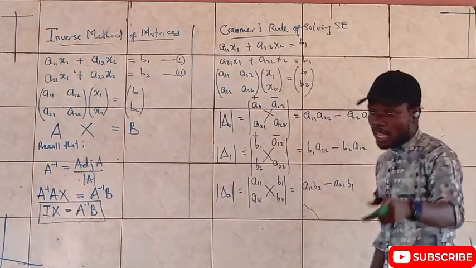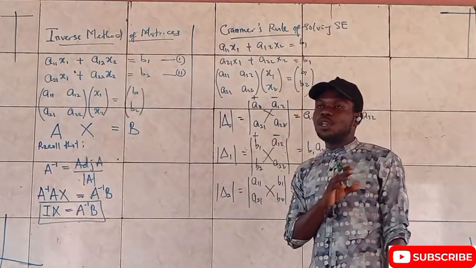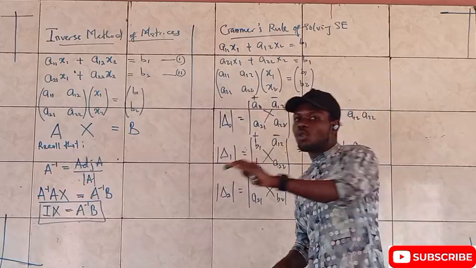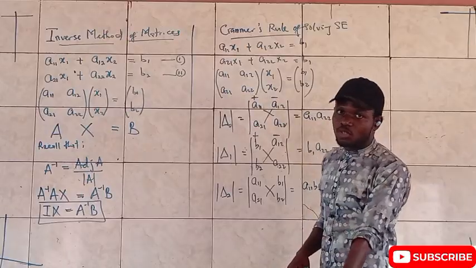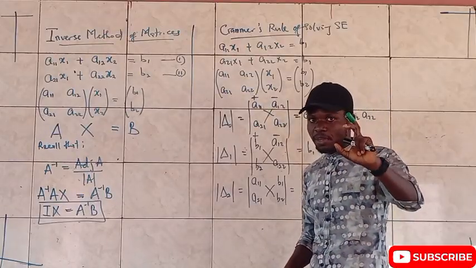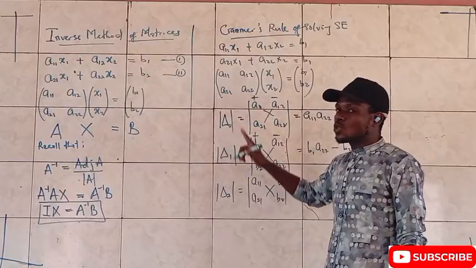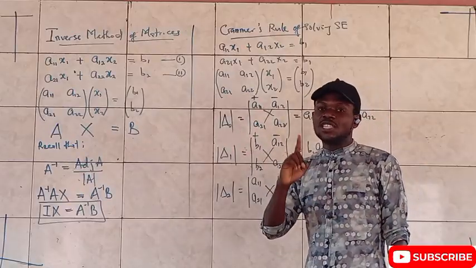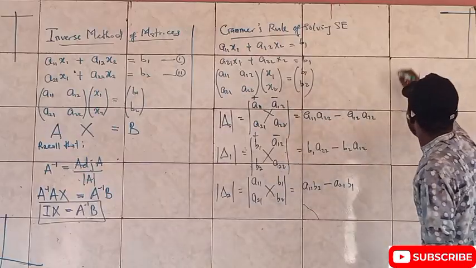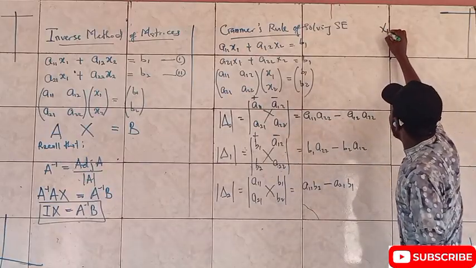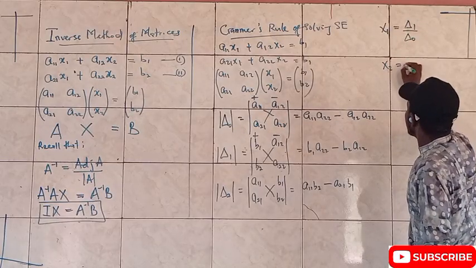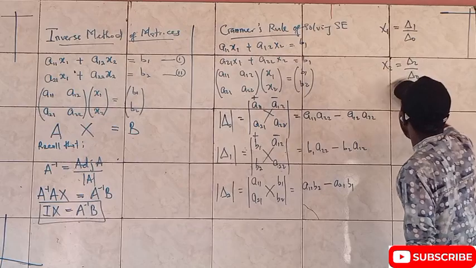Meanwhile, I need to spell it out again that a square matrix is a matrix that has an equal number of rows and columns: 3 by 3, 2 by 2, 1 by 1, 4 by 4, they are called square matrices. If it is not square, we cannot solve for the determinant of the matrix. So I will then say that in that case, my x1 is equal to the first determinant over the main determinant, then my x2 is equal to the second determinant over the main determinant.